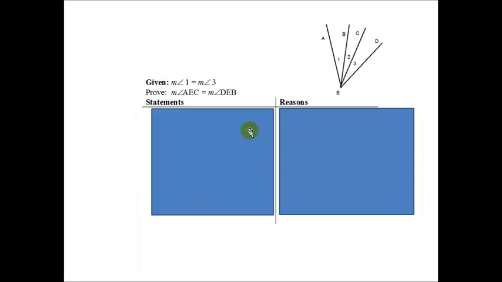Okay, this one might be just a little bit trickier. We're going to go slow here. Be sure you pause the video and rewind if you need to. We've got a given statement that the measure of angle 1 is equal to the measure of angle 3. And let's go ahead and look at those in our picture.